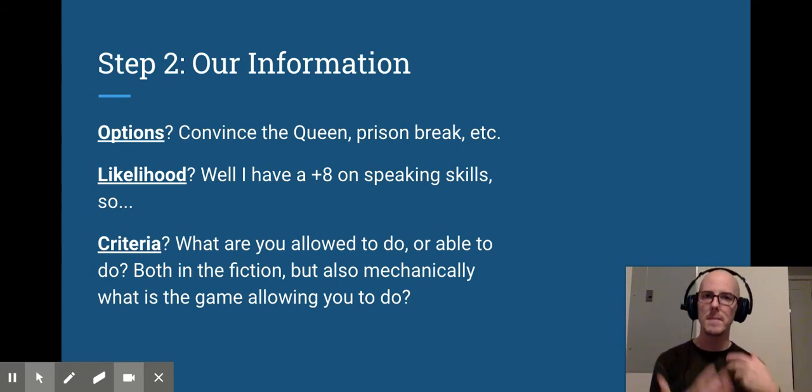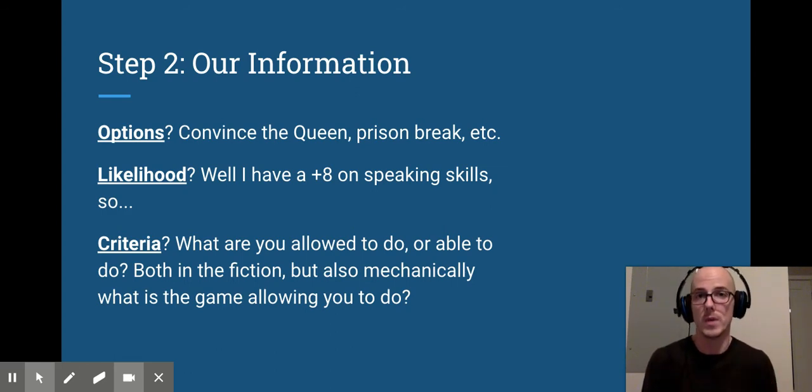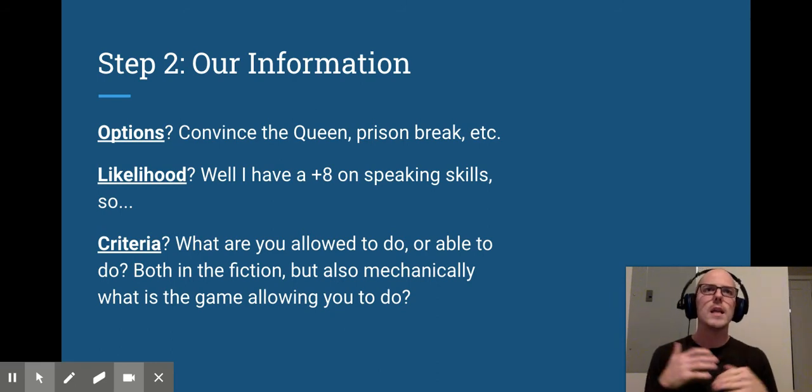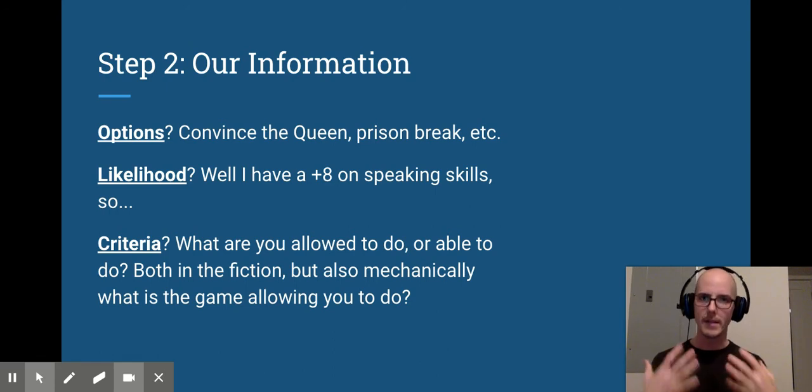But then we also have to think about the rules mechanically, what we're able to accomplish. You're eventually in your life going to run into somebody who's a rules lawyer who's going to be really hard on this third piece of information. But even those who aren't rules lawyers are going to consider, well, what does the game allow us to do?